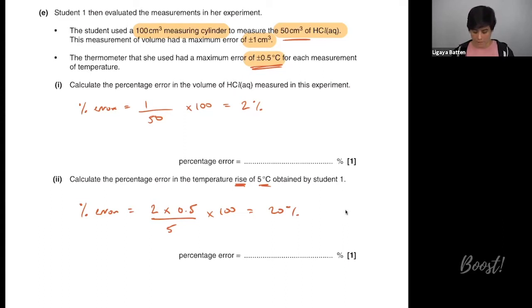So hopefully that makes a bit of sense. I know some people do get quite confused with calculating uncertainty, why we sometimes have to times it by 2, why we sometimes don't. So it's all about how many times you're using that piece of apparatus to measure a measurement in your experiment. Okay.